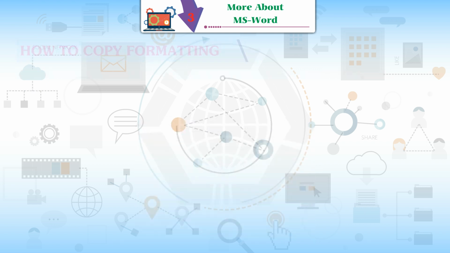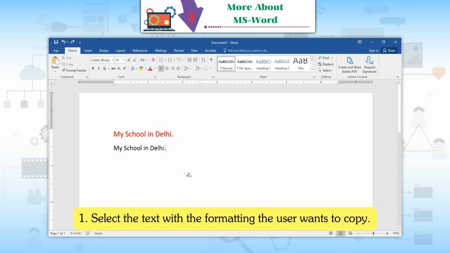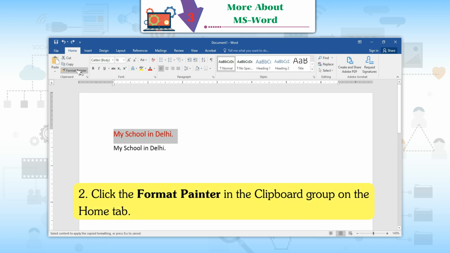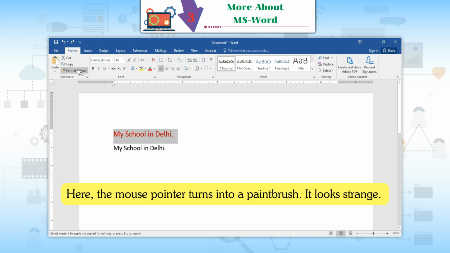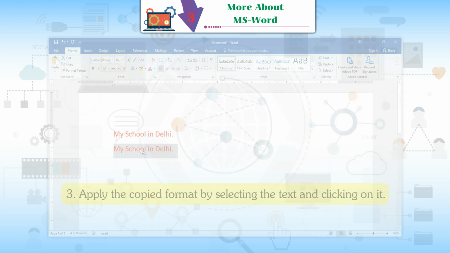How to copy formatting. Having written the text, the user has to format it. The user can format text the way he wants it. If he likes another portion of the document to have the same formatting, he can copy the formatting. To copy the formatting, the user does the following steps. Select the text with the formatting the user wants to copy. Click the Format Painter in the Clipboard group on the Home tab. Here, the mouse pointer turns into a paintbrush. It looks strange. Apply the copied format by selecting the text and clicking on it.